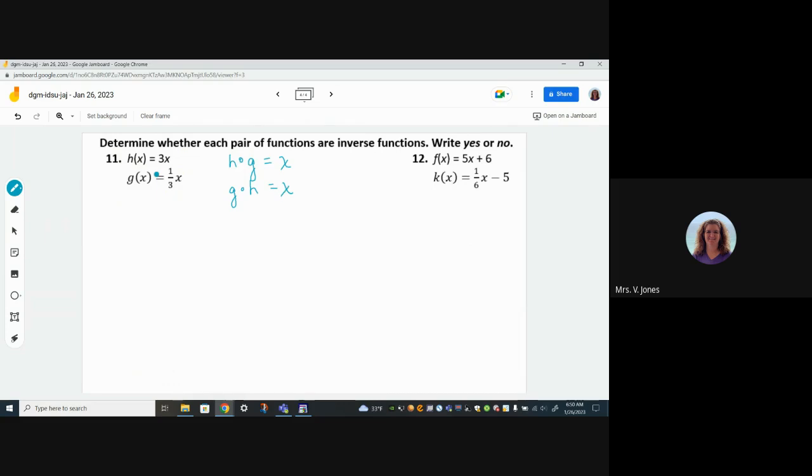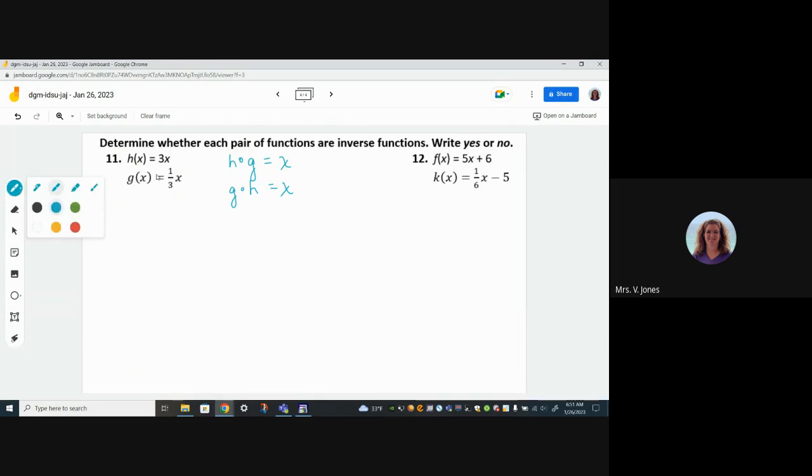All right, so if your first attempt, h of g, if you try it out and you get x, then you have to also make sure that g of h equals x. If h of g did not equal x, it equals something else, then you know that no, they're not inverse functions. So we're going to try this method.